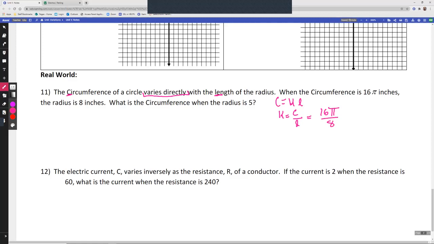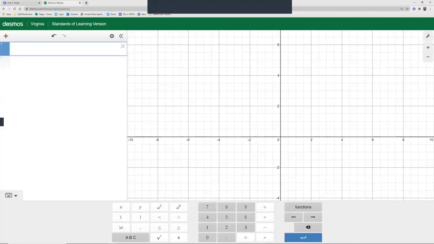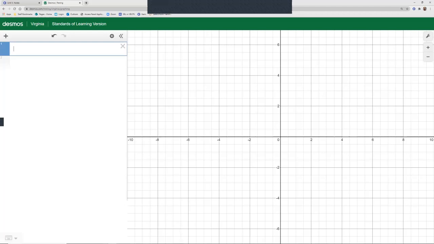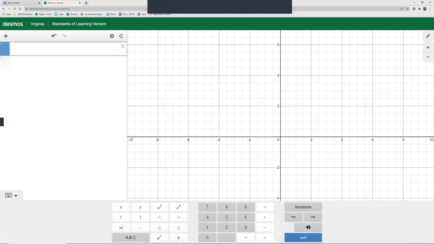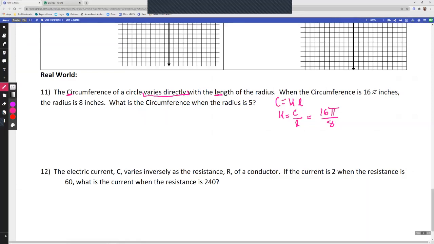All right. Now, I don't know about you. I don't know what 16 pi over 8 is right off the bat. So I'm going to go ahead on over to my decimals tab, and let's go ahead and type it in. You may want to bring up your keyboard button because it has pi there. Go ahead and type in 16 pi over 8. And it's 6.283. I'm going to go with 6.3. Right. So K is equal to 6.3.